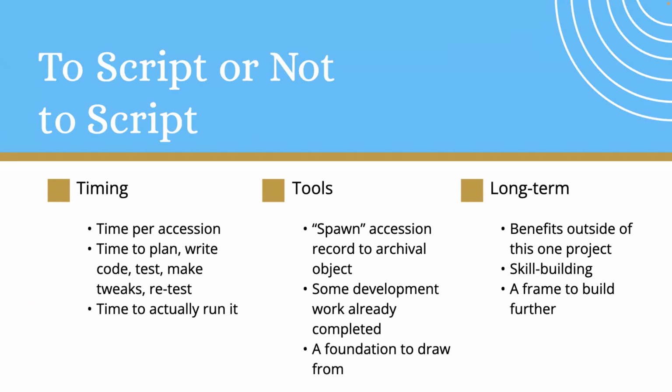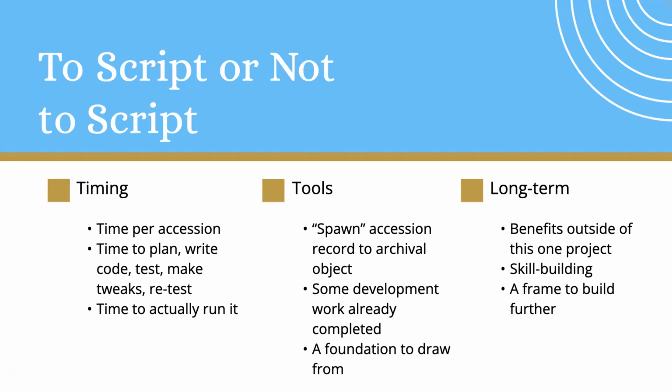Just because you can automate something doesn't necessarily always mean that you should. In most cases, it probably is going to save you time, but you should consider the time it takes to do something manually versus the time it takes to plan, write code, test, make tweaks, retest, and then the time it takes to run per batch versus doing these things manually. So in our case, knowing that these types of accessions are going to continue coming our way made the time commitment for development worth it.